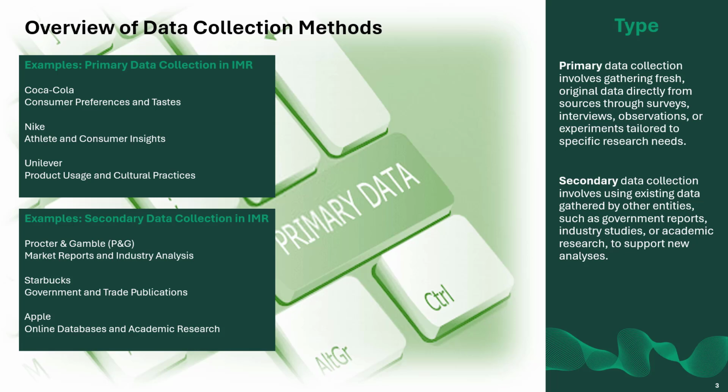And then the last one is Apple, for this particular slide at least. Apple leverages secondary data from online databases and academic research to guide its international marketing efforts. For example, Apple might use data from sources like the World Bank, International Monetary Fund, or IMF, or even academic journals to understand macroeconomic indicators, technological adoption rates, and consumer behavior trends in various countries. This secondary data helps Apple identify market opportunities and tailor its products and marketing campaigns accordingly.